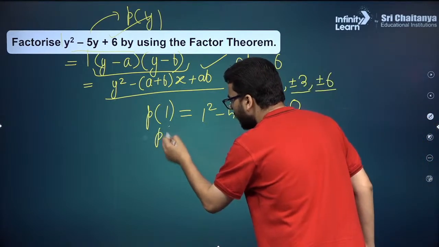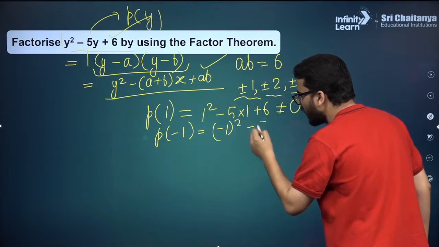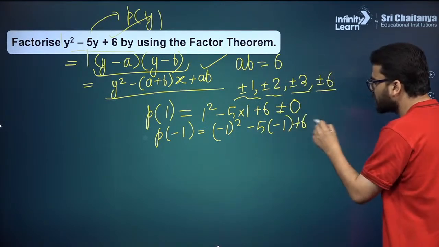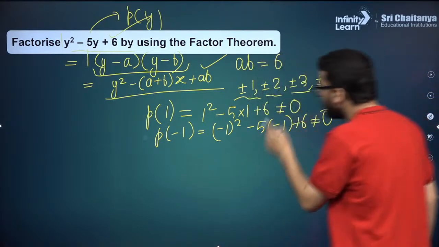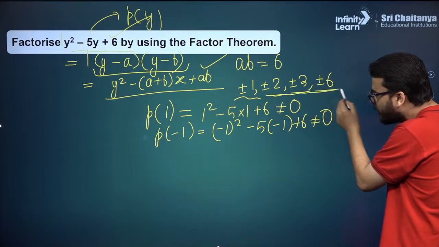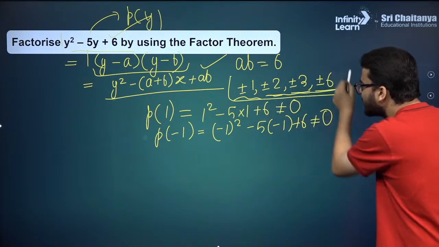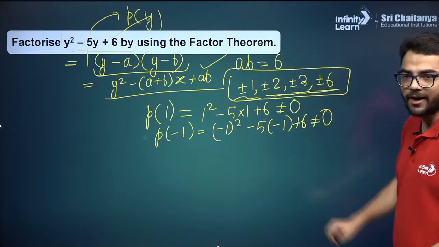So let's put p of minus 1. What is p of minus 1, guys? Minus 1 square minus 5 into minus 1 plus 6. Is it equal to 0? No, this is not equal to 0. You got it? Now let's put p of 2. We are talking about only possible values, na? See, apart from these, no other zero of the polynomial can be there. That we have got already over here.